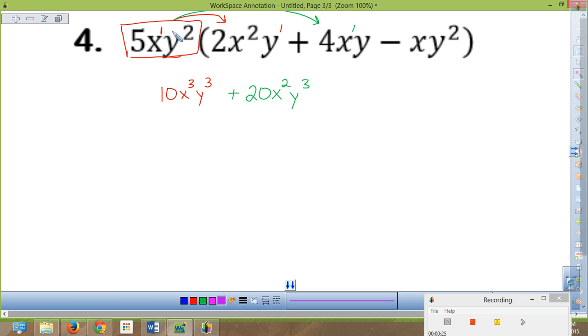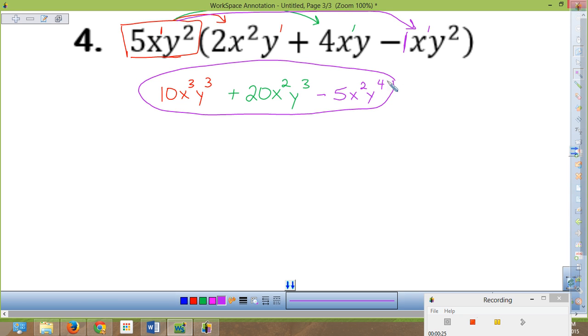Then we're going to take this 5xy squared and multiply it to the negative xy squared. 5 times what's understood as a negative 1 gives you negative 5. 1x plus 1x makes 2 x's, and 2 y's plus 2 y's makes 4 y's. And notice how none of these have exactly the same exponents on them, so they cannot combine, so they are not like terms. And that's your final answer. And that's the end of Objective 1 for your study guide.